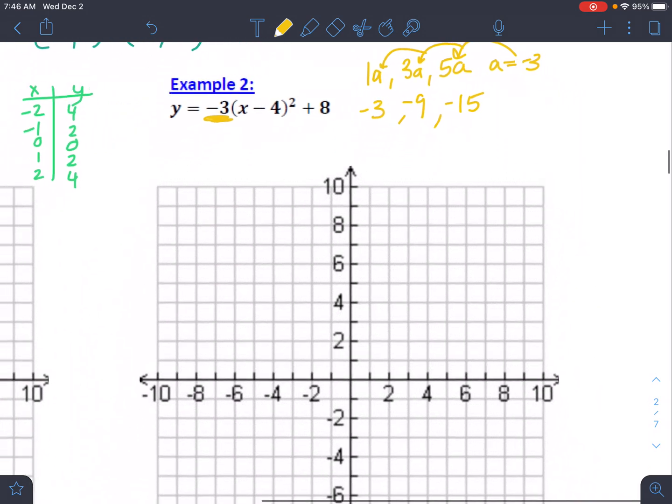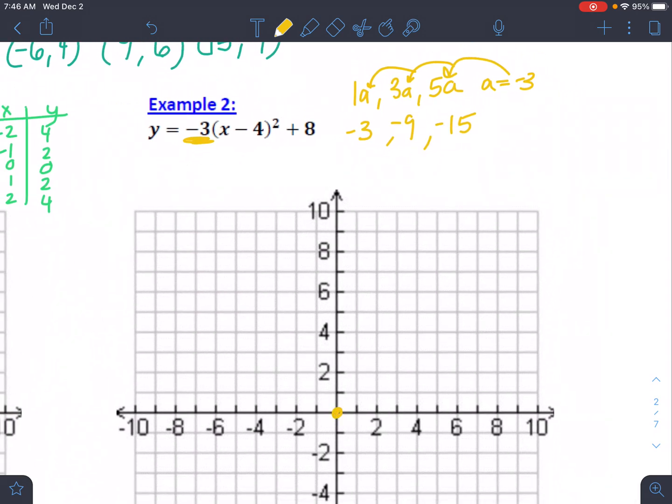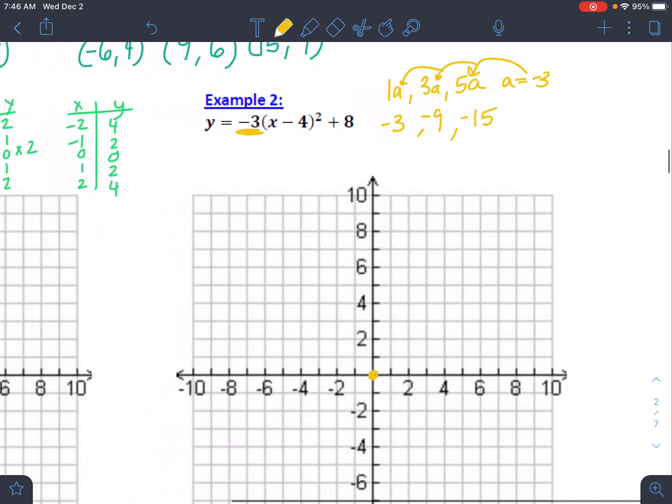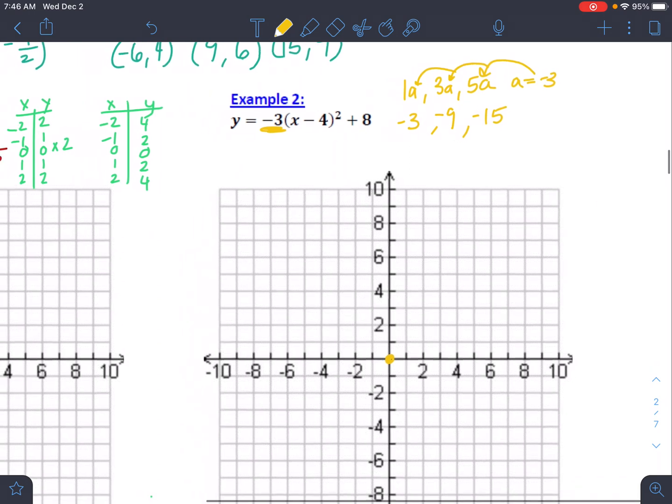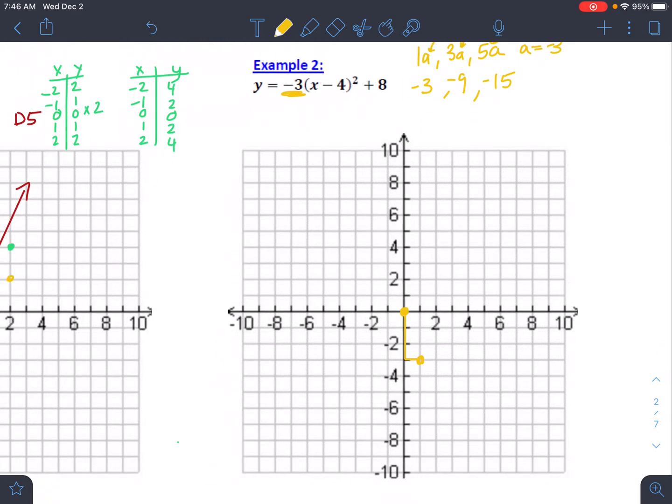So let me show you what I mean here. You're going to start at 0, 0. Instead of going up 1 over 1, in this case we're going to go down, because it's negative, we know we're flipped over the axis. We're going down 3 over 1, and then down 9 over 1. Of course, that does not fit on the graph, but there's my sketch of it.